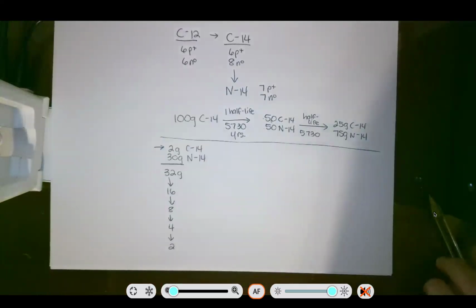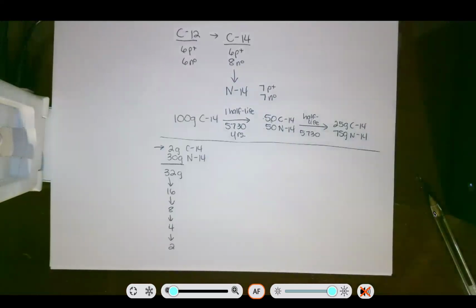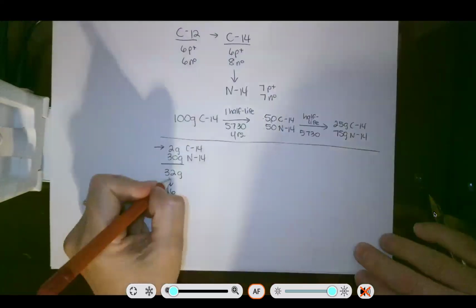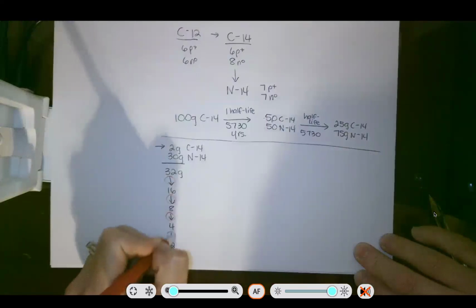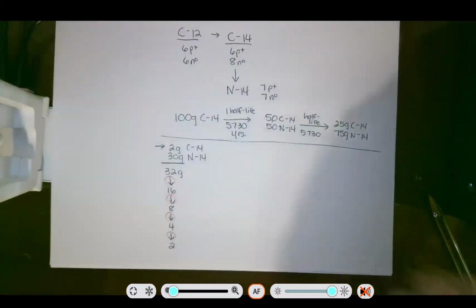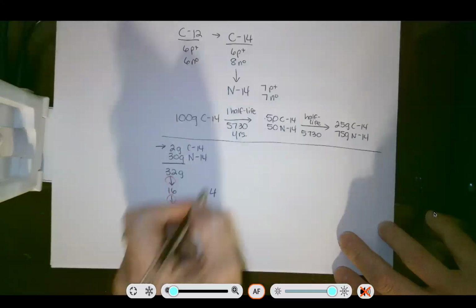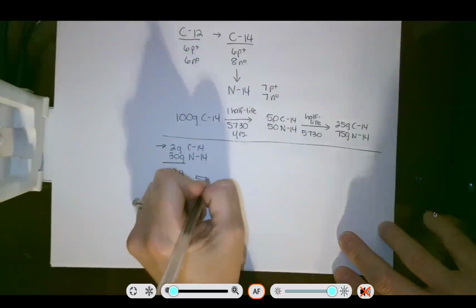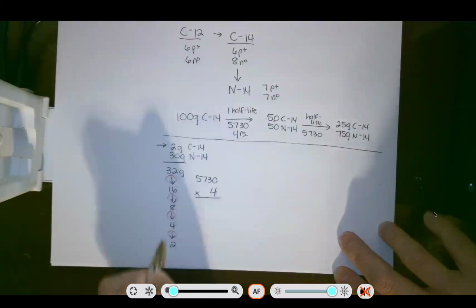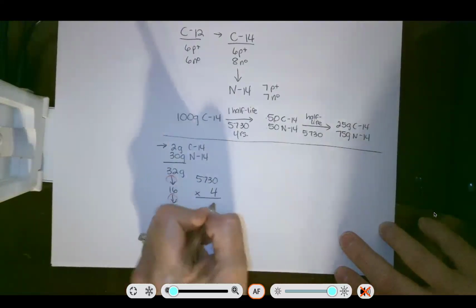We are going to count up the half-lives. And so that took 4 half-lives. Each half-life we set up here was 5,730 years. And so we're just going to multiply that together.